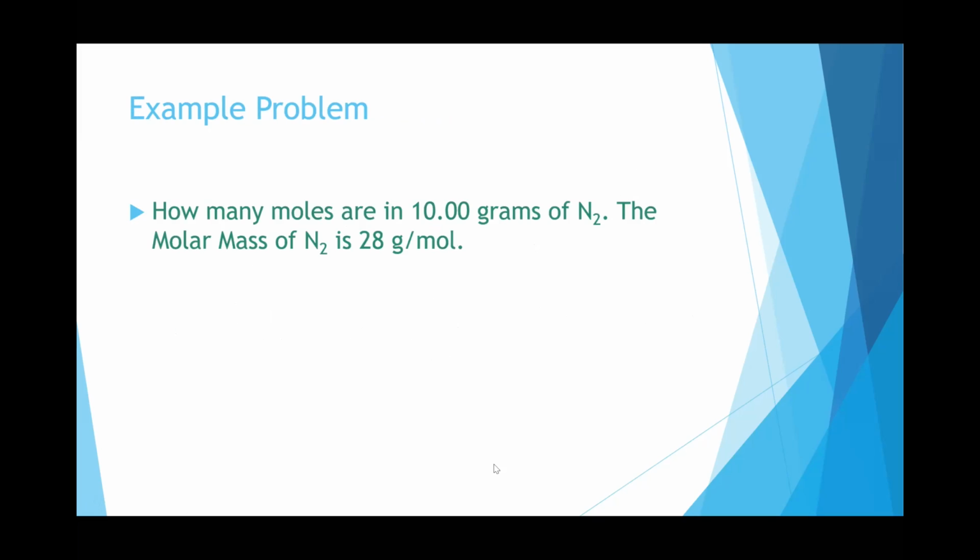So here's a problem I want you to attempt on your own. Please put it in the chat when you got it. How many moles are in 10 grams of nitrogen gas? The molar mass of nitrogen gas, or N2, is 28 grams per mole. So you can put it in a calculator, fraction, decimal, whatever. Answer in whatever form you wish.